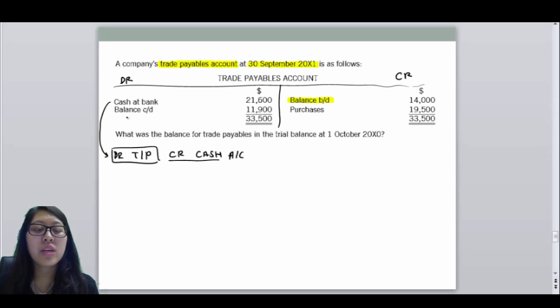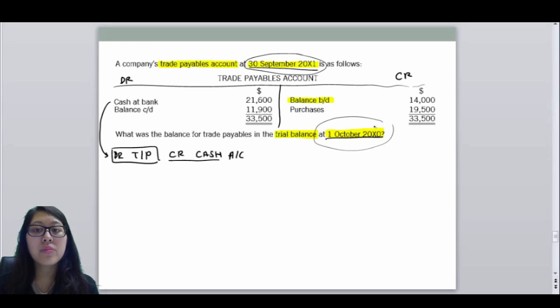And then below that, we have the balance carried down, meaning the closing balance. And they're asking for the trial balance figure at 1st October 2000. So the difference between balance brought down and balance carried down is simply which one is opening, which one is closing. Now they're asking for 1st October, but we're given 30 September 2001. So we need to identify the dates with the figure. Okay, so 11,900 is for the closing balance. Closing balance is 30 September 2001, whereas they're asking for 1st October 2000.